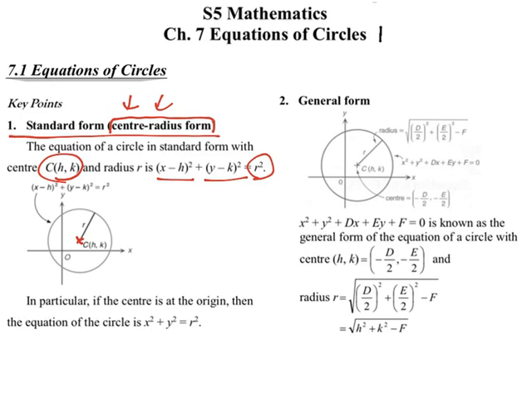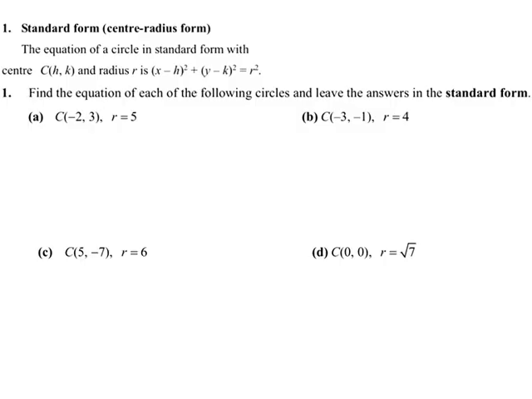Next, we have the general form. For the general form, the format is like this: x squared plus y squared plus dx plus ey plus f equals 0. Both can represent the circle, the equation of a circle, in the exam or in the test. Now we will talk about the standard form. For the standard form, remember this structure: (x minus h) squared plus (y minus k) squared equals the radius squared.